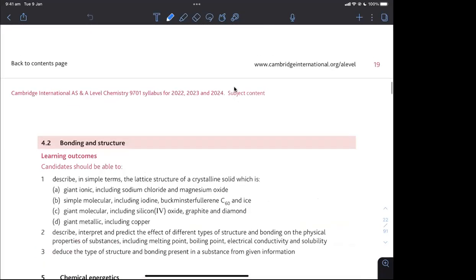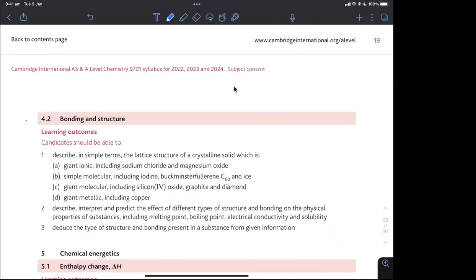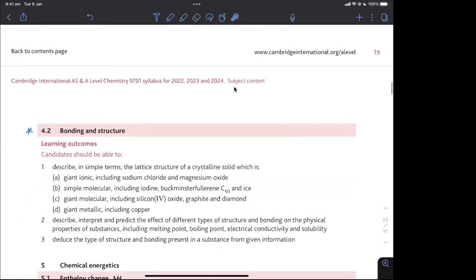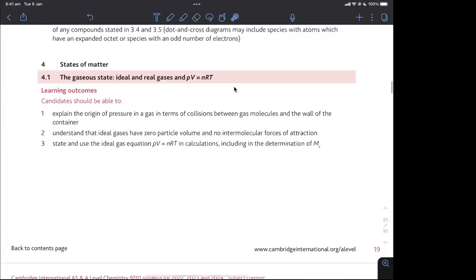I just like to highlight the fact that I already went through structure and bonding last week, so this will be pretty short in terms of the recap of structure and bonding, just the ideal gas equations and the origin of the ideal gas. As usual, as per the syllabus, this is how you revise and recap through the lesson objectives of any A-level or any Cambridge curriculum, to be honest. So the first one we're going to do will be the origin of the pressure in the gas.